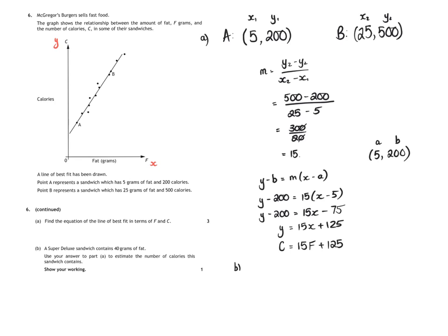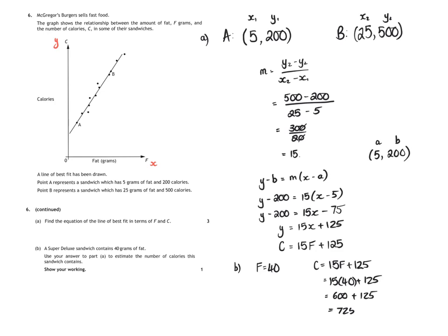Right, so for part B, we've been told that the sandwich contains 40 grams of fat, so F is 40. And we've been asked to use the answer to part A to calculate it. So we've got C equals 15F plus 125. So we put in 40 for F, so 15 times 40 plus 125. So 15 times 40, what you do is you times it by 4, then times it by 10. So when you do that, you get 600. So you're going to get 600 plus 125. So your answer should be 725.